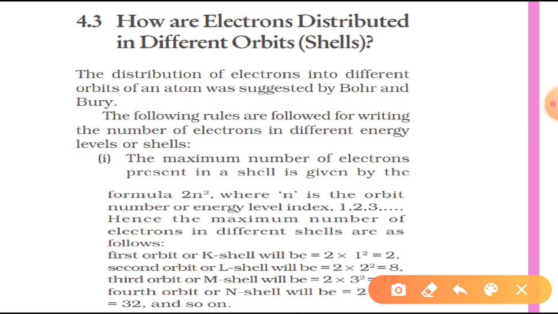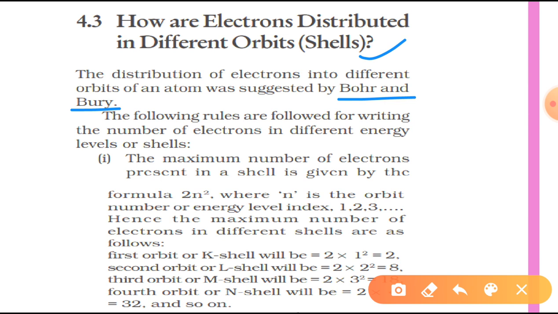Let's start it. Students, our heading for today is how electrons are distributed in different orbits or shells. This was suggested by Bohr and Bury, and that's why it is also known as the Bohr-Bury scheme for distribution of electrons into various orbits. So let's understand it.